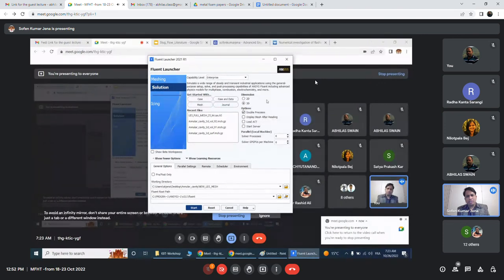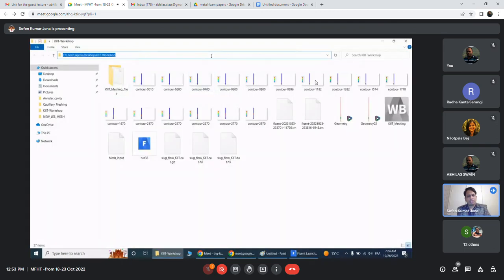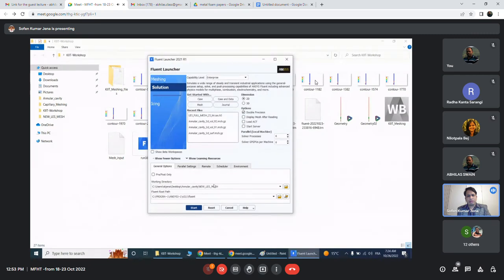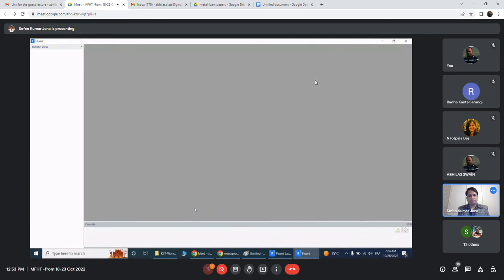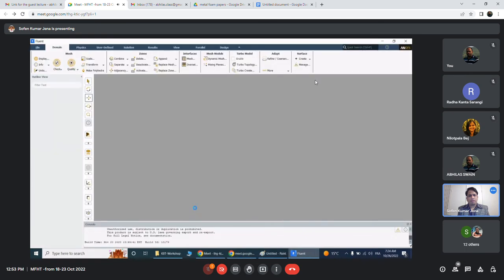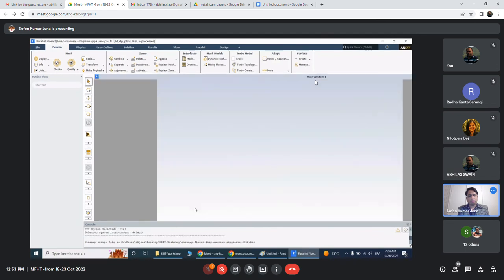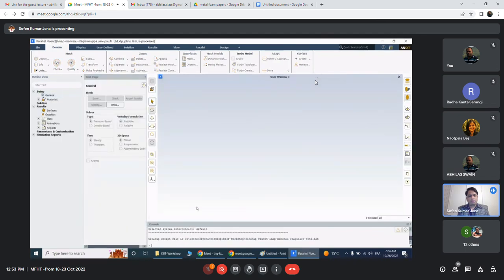We are going to do a 2D simulation, not a 3D simulation. Choose 2D, okay. Choose the number of parallel processors. This machine has 16 GB, so 6 processors is okay. Then the working directory, what is the working directory over here? Okay, I have the working directory, give the path to the working directory. Start. Now my Fluent is open, right?